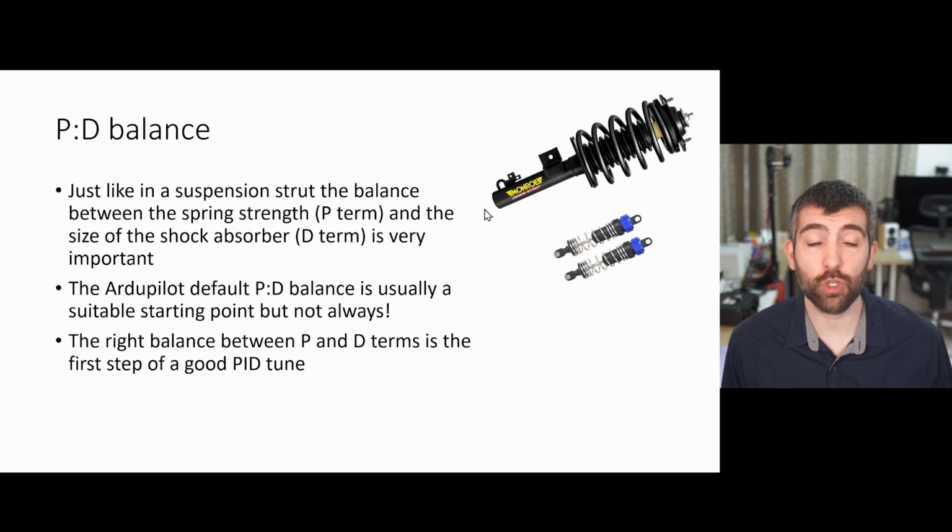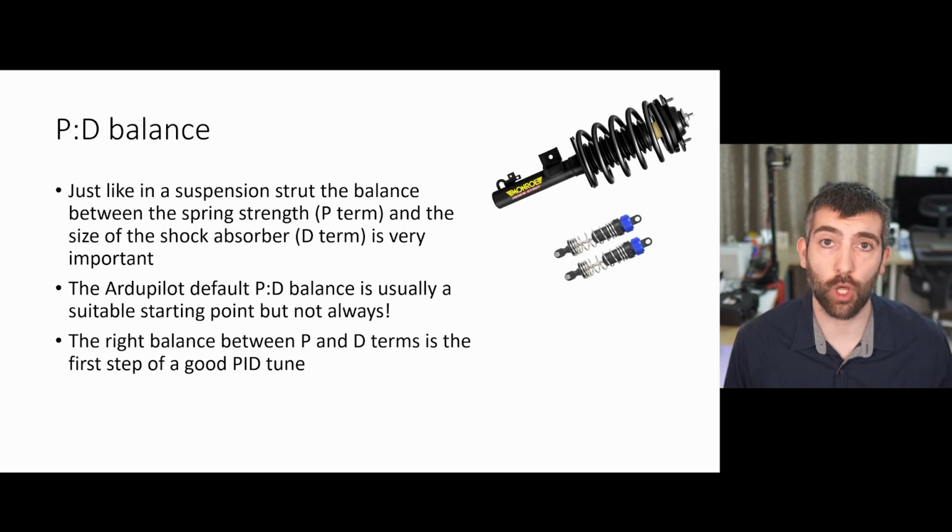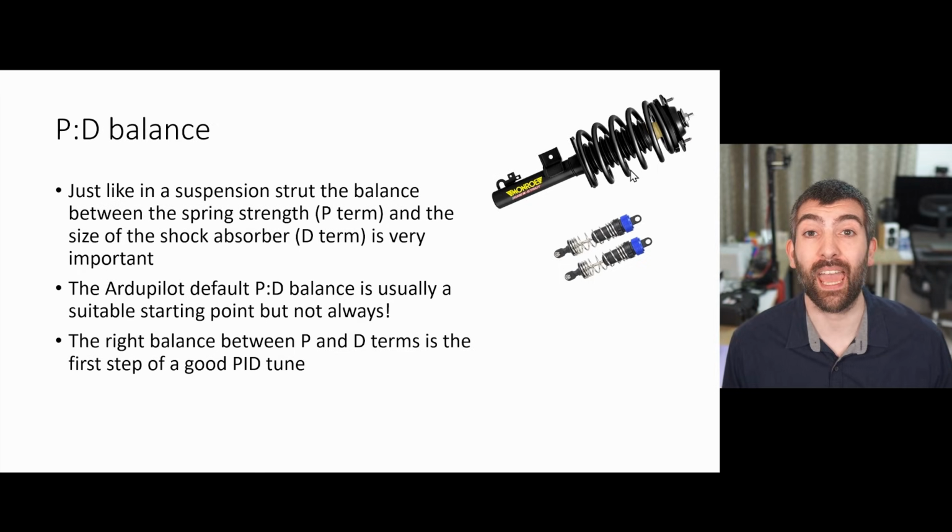If you have too much P term, then everything's going to be too bouncy and too liable to oscillate. If you have too much D term, everything is going to be very slow to respond. With the correct balance of P term to D term, you get what's called a critically damped response that gives you a very smooth response to changes in input, just like a really nicely balanced suspension strut.